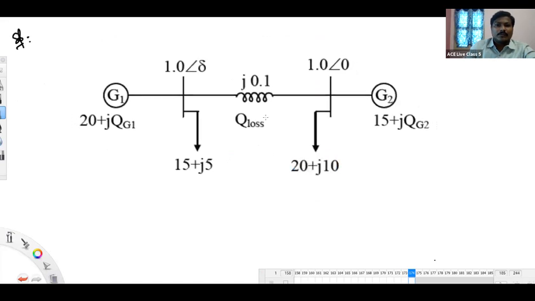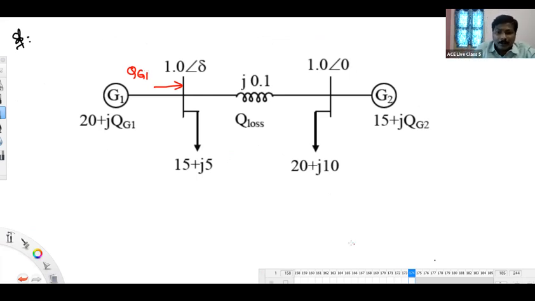Look here, please. First we have to find this QG2. Let's consider QG1. Let's concentrate on QG1 first. Very simple thing.